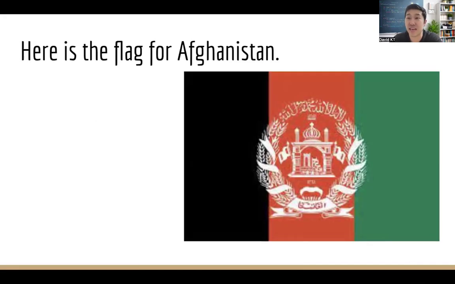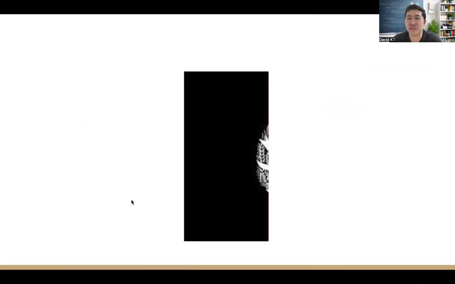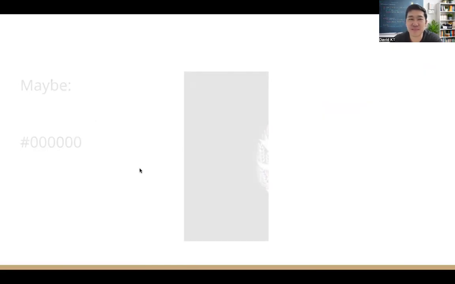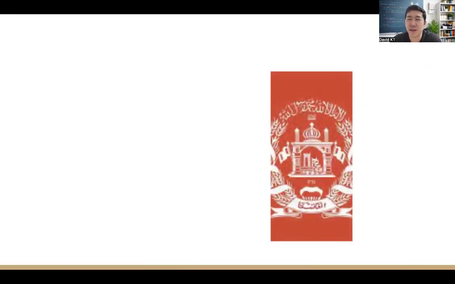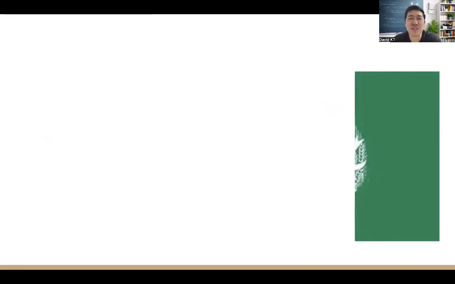Here's the flag for Afghanistan. Ignore the graphic in the middle. What do you think the hexadecimal color code is for this part of the flag where it's black? Maybe 000000. If this part is pure red, again, it's probably FF0000. And this part's green. Here's an interesting one, RGB. So it should be 00FF00.